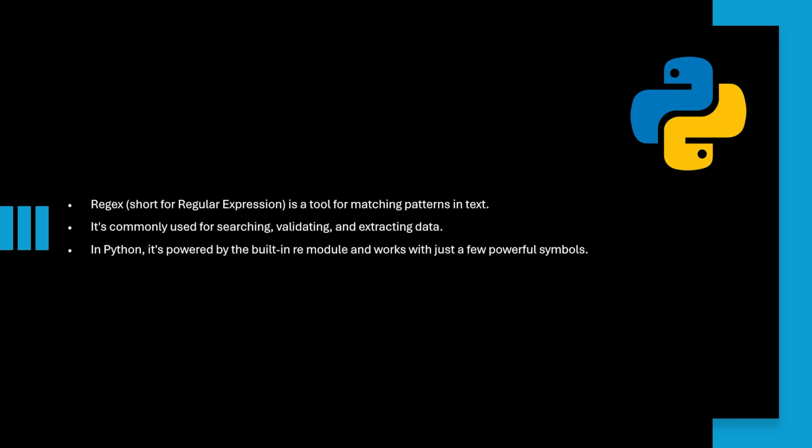In Python, it's powered by the built-in re module and works with just a few powerful symbols. It offers functions like re.search, re.match, re.findall, etc. to handle these tasks efficiently. With just a few powerful symbols such as .* for any character sequence, \d for digits, or \w for word characters, you can craft precise patterns to tackle complex text processing challenges, making regex an essential skill for tasks like data cleaning, web scraping, and beyond.